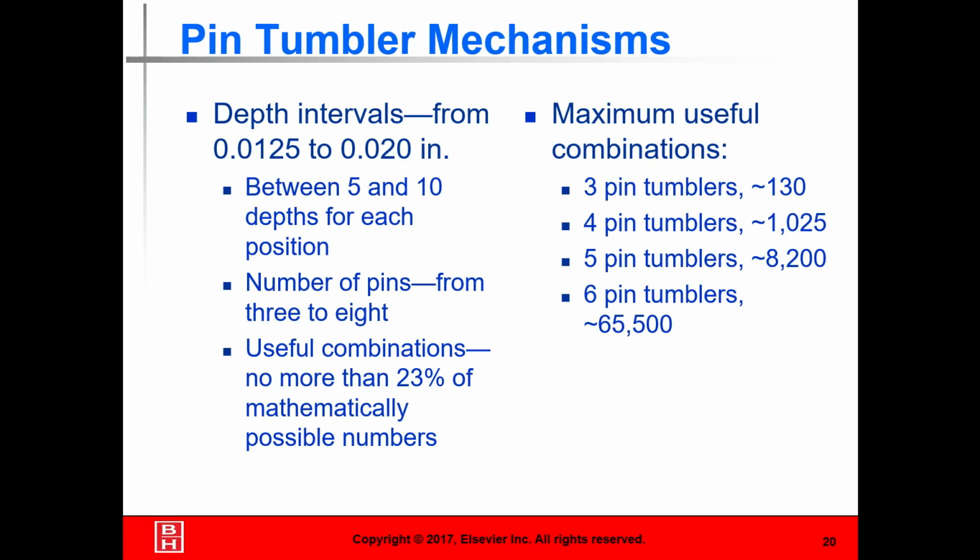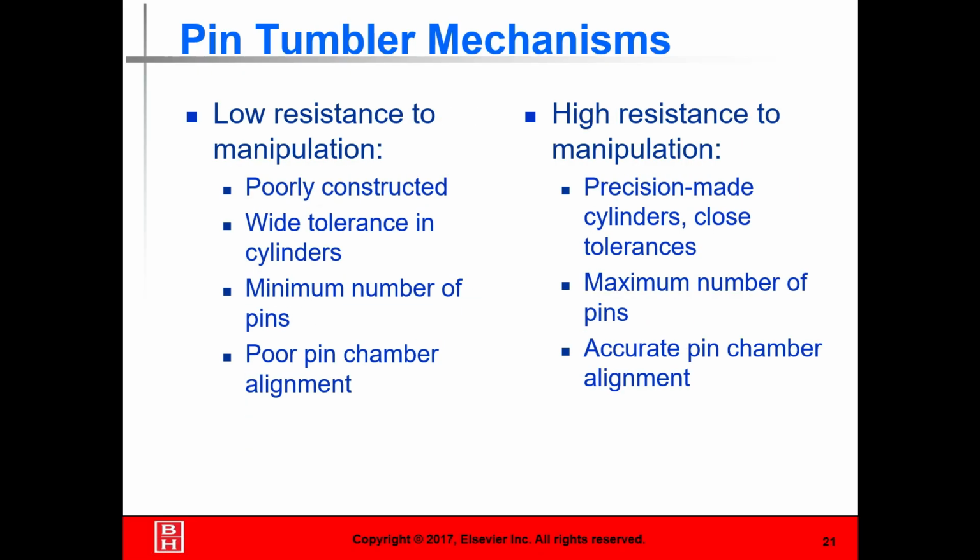And we have different size tumblers that we can use, depending on what we want to do. The depth of them is either 12 thousandths or 20. Again, what are we trying to protect? Between 5 and 10 is normal. Maximum combination with 3 pins is approximately 130 combinations. You get up to 6, it's 65,000. So the more tumblers you have, the more discs, the more secure it is, the harder it is for anyone to break in. So these are some of the different things we have to keep in mind.